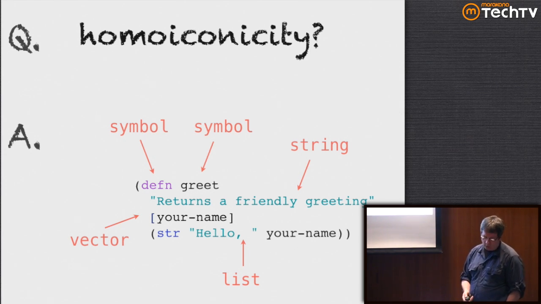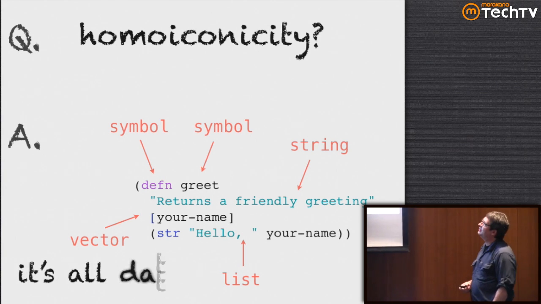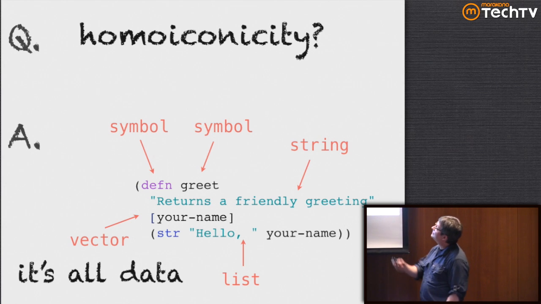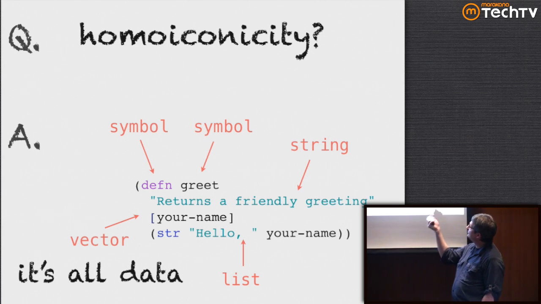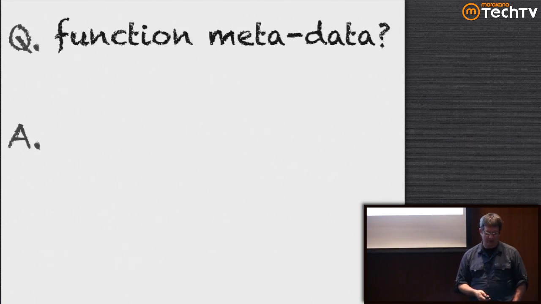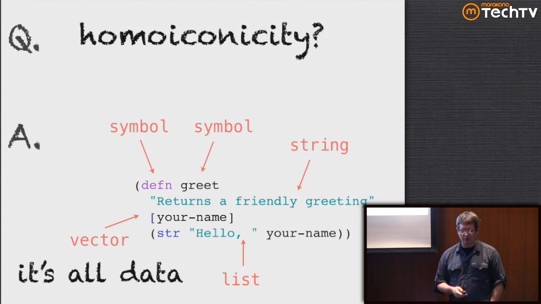But again, this homoiconicity property pops up. Notice that all these things are just the data structures we've already seen. It's a list that has a bunch of symbols in it. There's a vector, and then there's another list with a bunch of symbols in it. At the end of the day, it's all just data. And the reason that's important will come up in a bit.